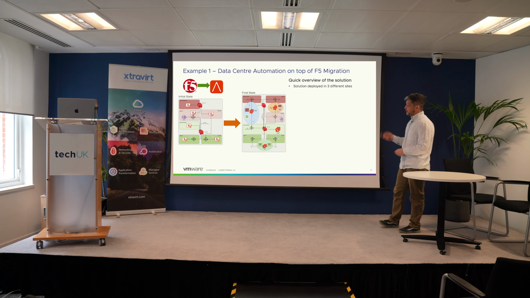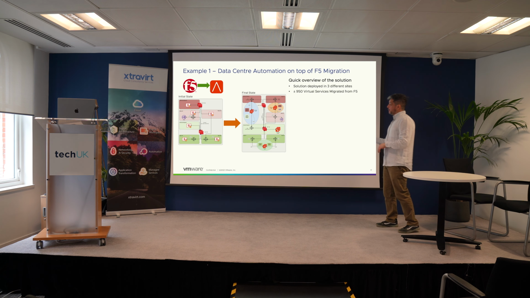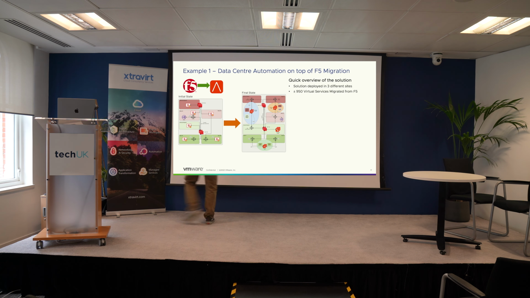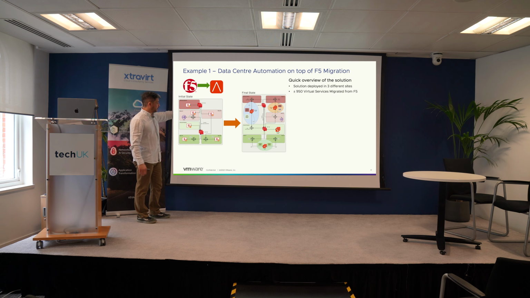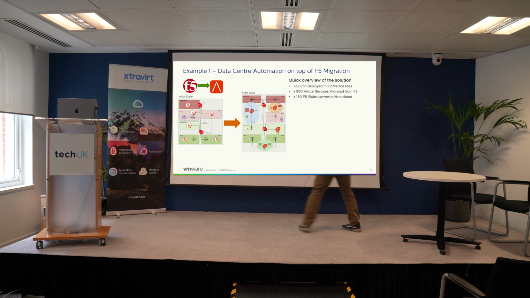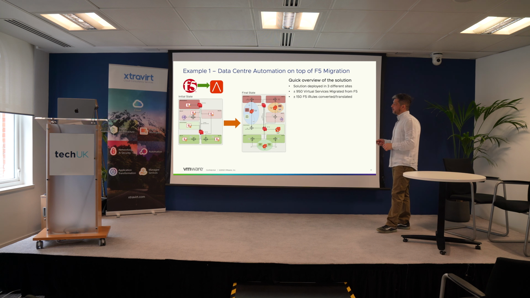A quick overview. This was deployed through 3 sites: production, DR, and test. It was around 950 virtual services, and these 950 virtual services were only the F5s. There is a second stage of the project where we're going to migrate these ones also to Avi. Then out of the entire F5s, we migrated close to 150, 160 iRules. A lot of the work was that they had iRules in F5 that some of them were not relevant anymore, or they basically needed to be redone and rewritten.